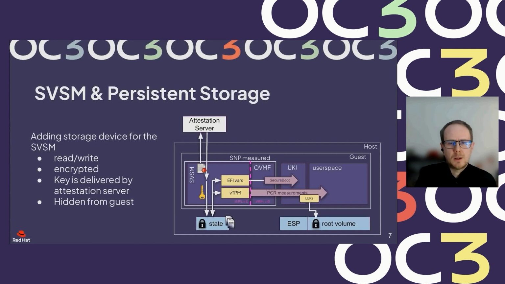But also for this, we need persistent storage that is available for the SVSM. So the idea is that we just add a little storage device to the machine, which is then used by the SVSM. And the SVSM needs to encrypt that storage so that the host can't read it, because in the end, the underlying disk file will be on the host. The key for this encryption will be delivered by the attestation server after the attestation report is verified. The SVSM then can load the state back into the vTPM and also populate the UEFI storage.